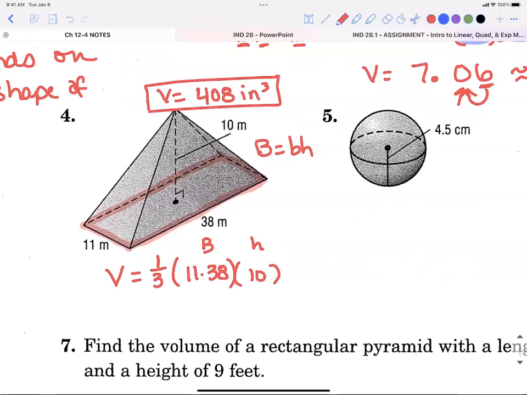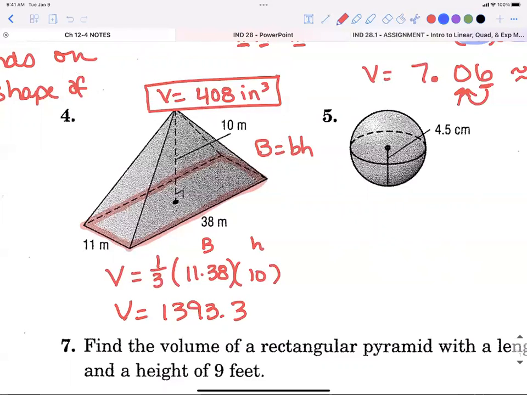So for pyramids, you need to find the area of the base shape, and it can be a triangle or it can be a parallelogram. Now in your calculators, again, it's 1 divided by 3 equals. Don't clear it, hit times 11 times 38 times 10. And Damien, when you get it, and that's rounded.